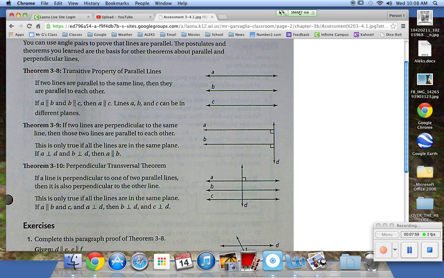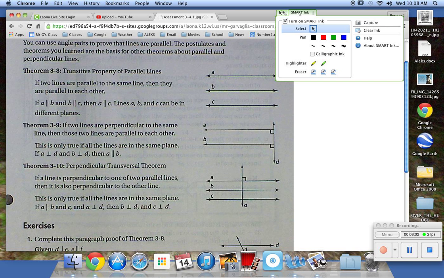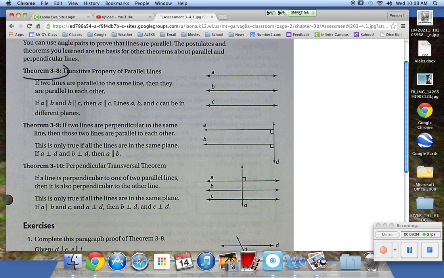All right? This is a theorem. I want you guys to know this. Theorem 3.8. I want you to know it. This is the parallel line theorem.